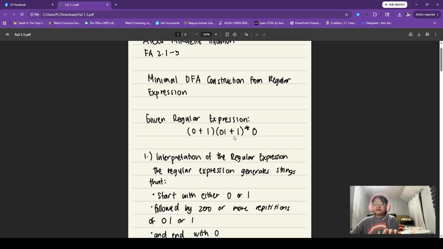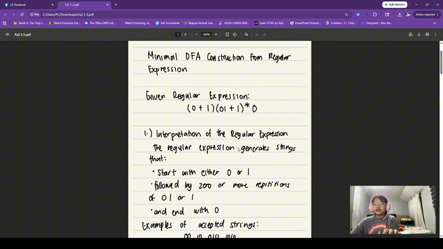So first I will explain the meaning of the regular expression. Basically, the expression (0 + 1) means the string must begin with either 0 or 1. Next, the expression (0, 1 + 1)* means 0 or more repetitions of either 0, 1, or 1. Lastly, the final 0 means every accepted string must end with 0.